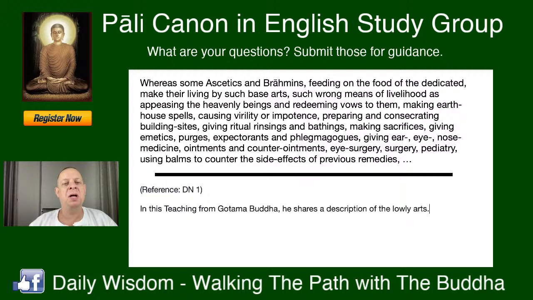It's the charging of money for these things, because that's where the students can't see the real intention behind what's really going on here. But in reality, as an ordained practitioner, you're supposed to leave all of these things behind, because if you're feeding on the food of the dedicated, your students are making you offerings to create kind of like a womb for this individual to live within, so that you don't have a career, you don't have a house, you don't have all these worldly pursuits.